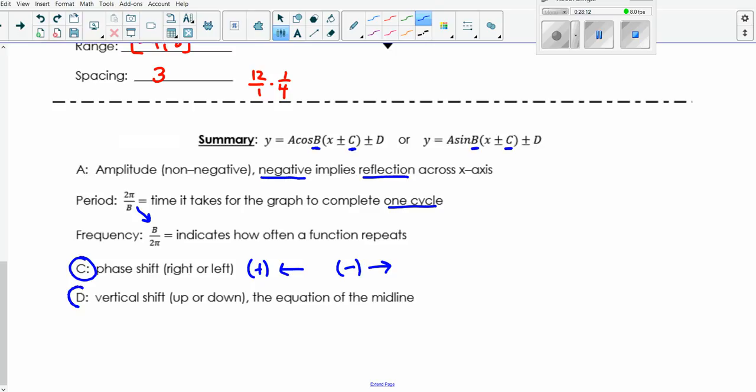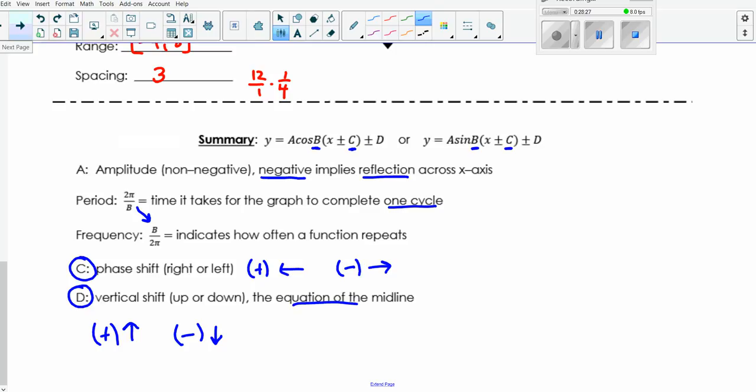Your d value is your vertical shift, up or down. So if you have a positive d value, then that means that you go up. If you have a negative d value, then it means you go down. Okay, it's also the equation of your midline.